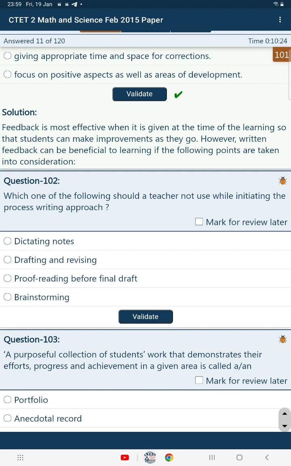Which one of the following should a teacher not use while initiating the process writing approach? Dictating, no; drafting, revising, proofreading before final. Which of these: dictating, not.